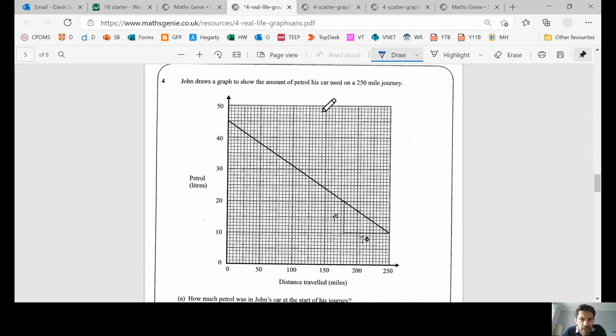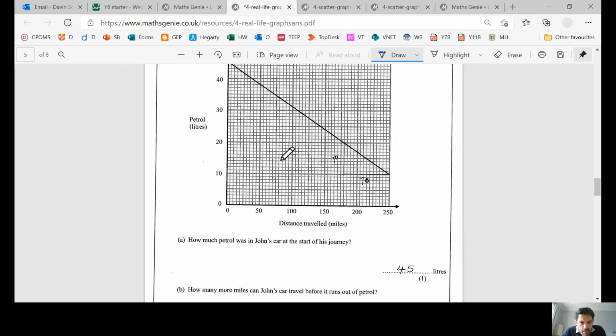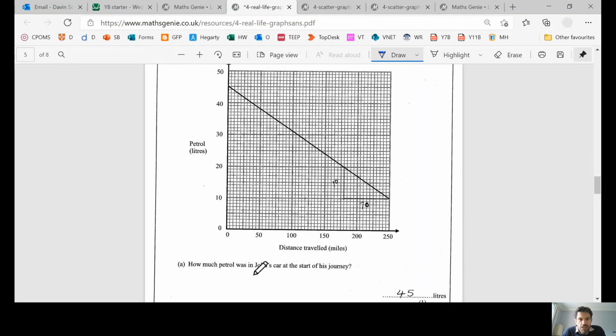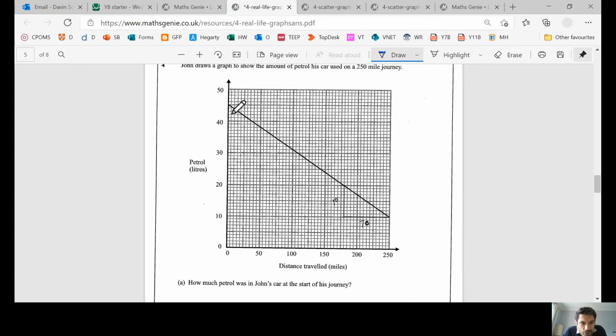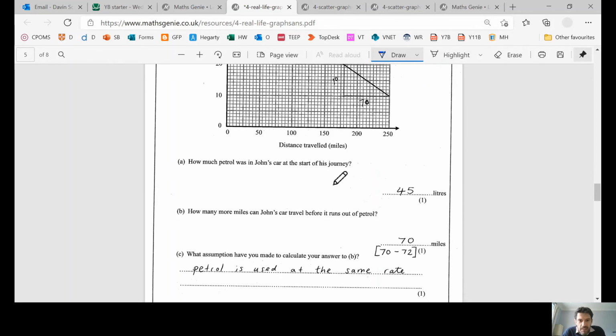So that's what we mean. It kind of shows how much he used, but I think it's a bit misleading. How much petrol was in John's car? Oh, well, now it refers to it. Was in John's car at the start of the journey? Well, it's right up here. It's 45. Good. 45 litres.